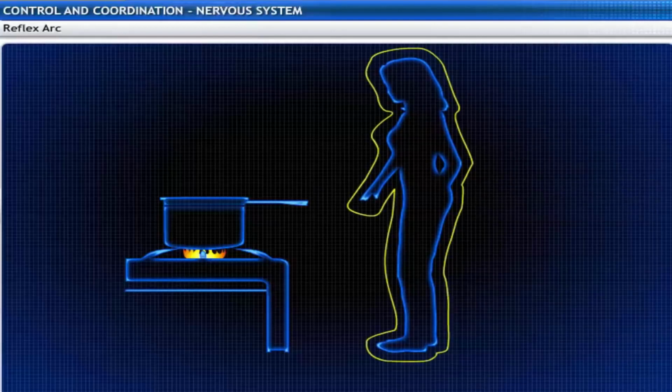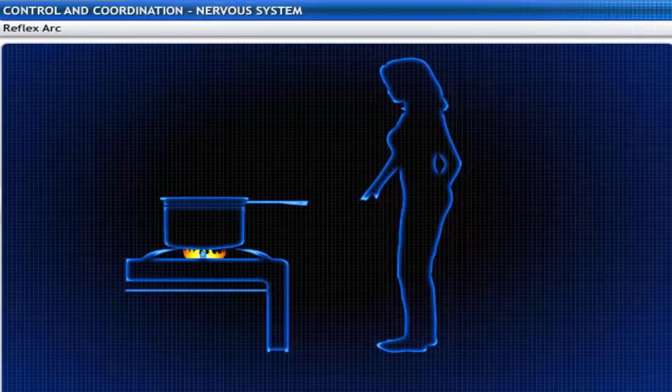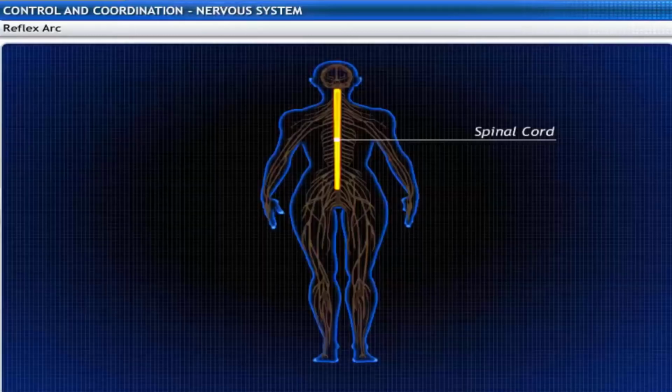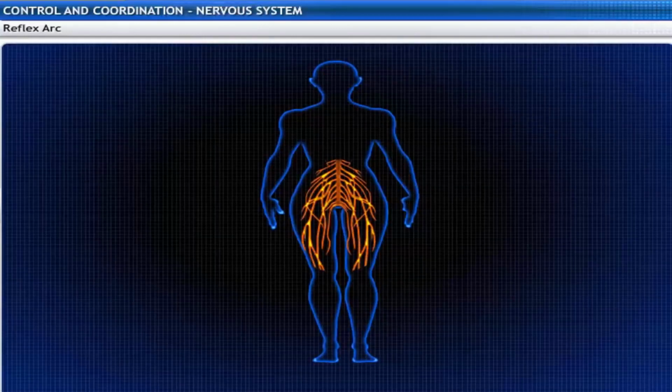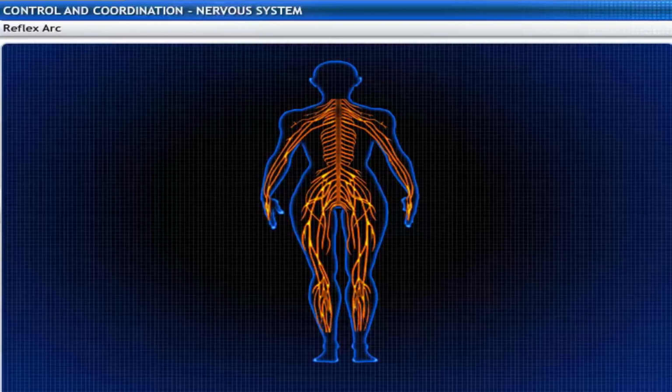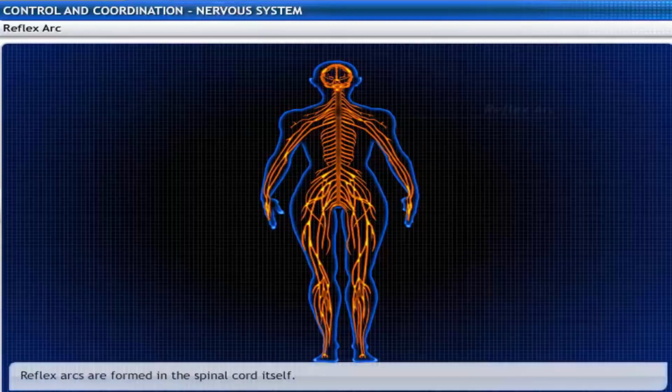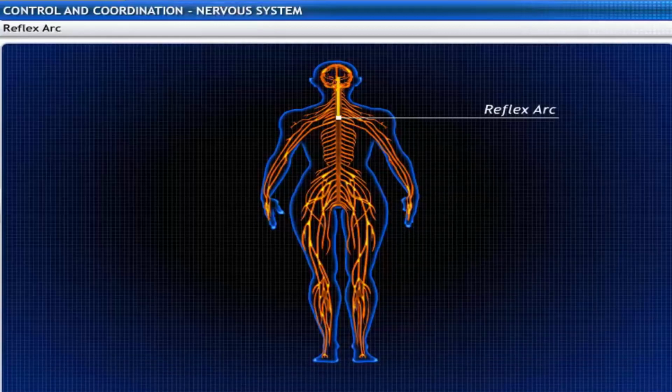So, where is the best place for reflex arc connections to be made? It would definitely be the spinal cord, as the nerves from all over the body meet in a bundle in the spinal cord on their way to the brain. Thus, reflex arcs are formed in the spinal cord itself, although the information input goes on to reach the brain.